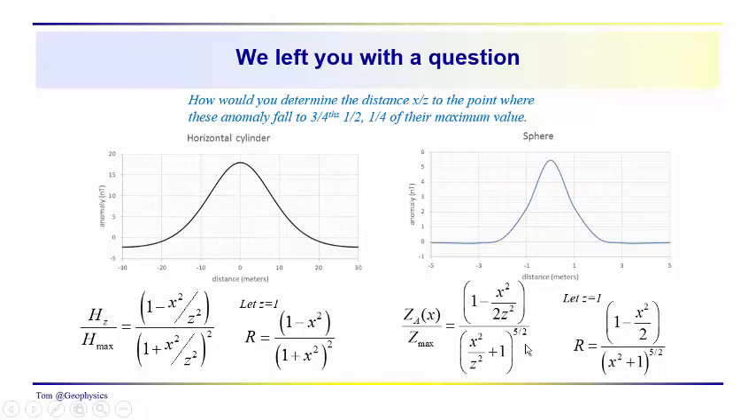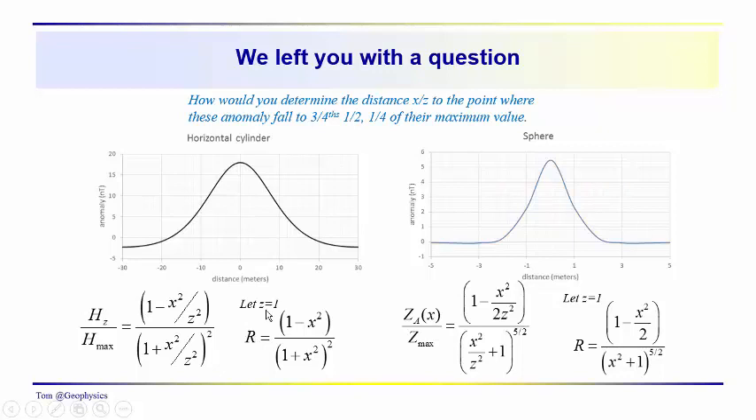So we have an expression here. Just to confuse you, we're using some different notation here, but these are both vertical anomalies, and we're just saying h sub z, the vertical anomaly, over h max. For the cylinder, 1 minus x squared over z squared, over 1 plus x squared over z squared. Well, to make life simple, we're going to let z equal 1. So we're really solving, we want to know when h sub z over h max, in other words, when does the anomaly fall off to 1/2 of h max, when this ratio is equal to 1/2.